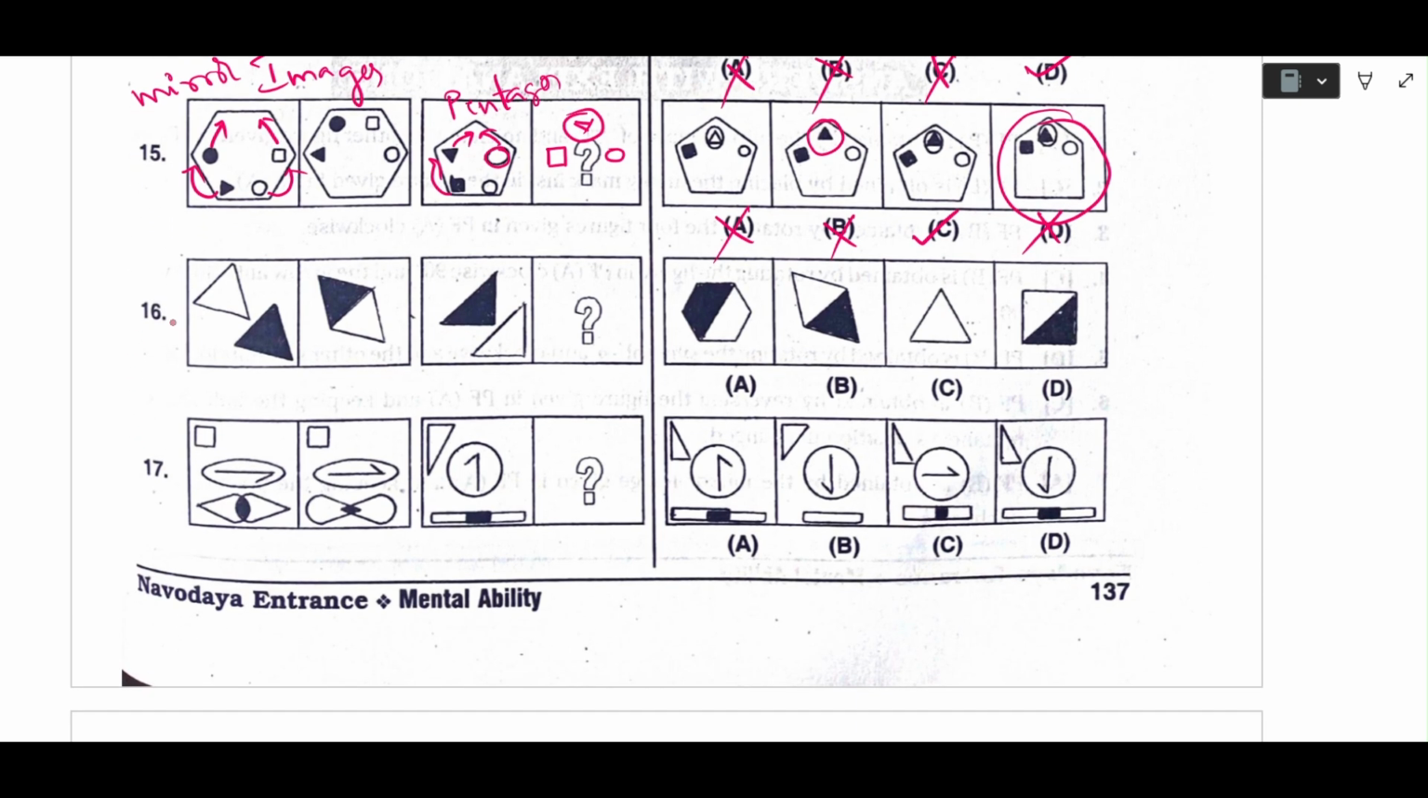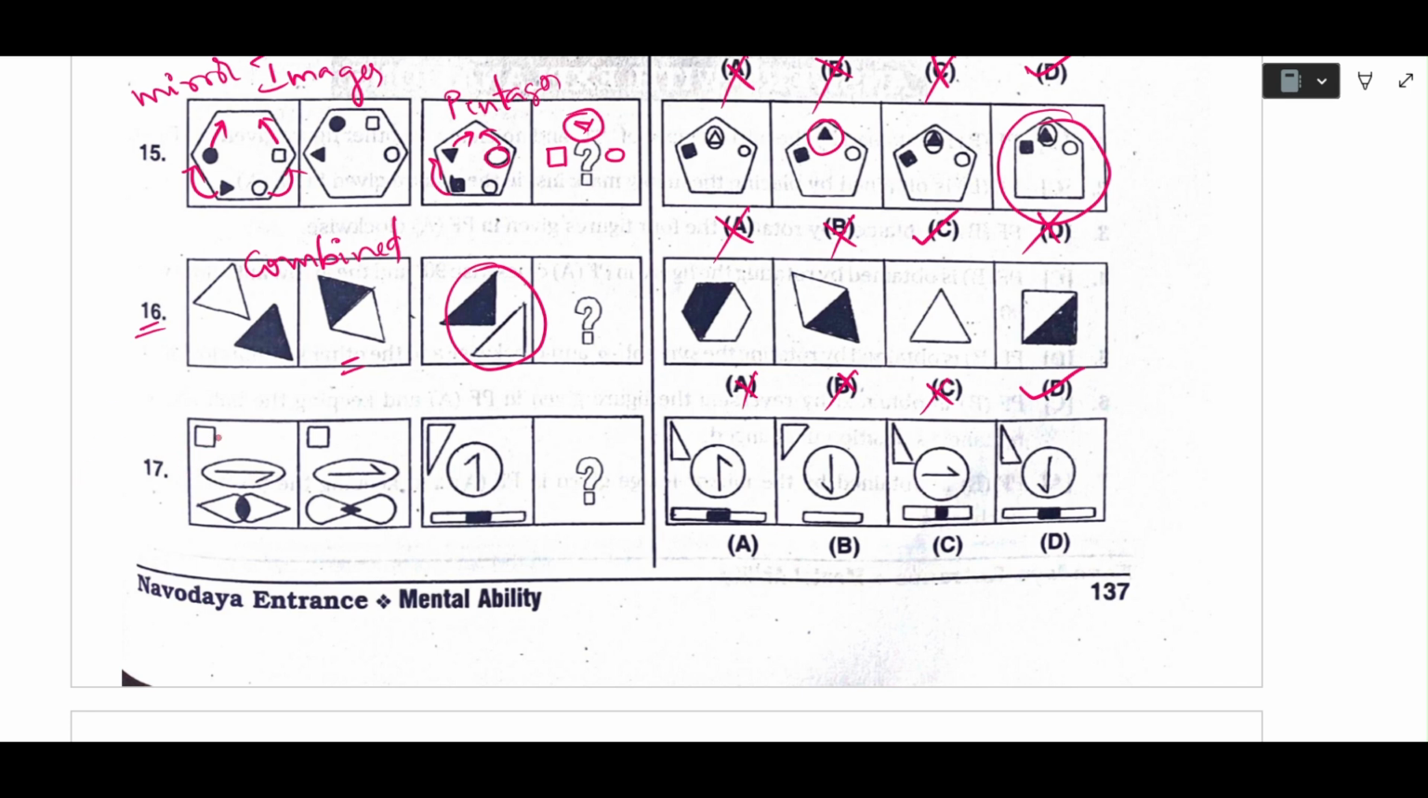And the next one is 16. So how did this figure happen? Combining this white part and black part, this figure was formed. Two pieces got combined. So we also need to combine these two figures. If we combine these two figures, what will be formed? That is D, right? So we are eliminating all others and selecting D as our correct answer.